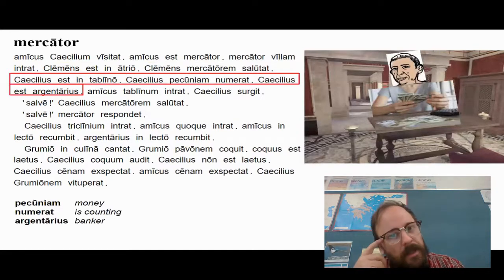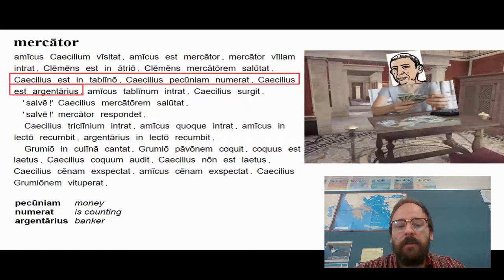Argentarius. This is related to the Latin word for silver. If you have taken chemistry, then you know that the chemical symbol for silver is Ag. So it gives you some more information. Not only is he a banker, but it also tells you the history of Roman coins and Roman money. What were they made out of?